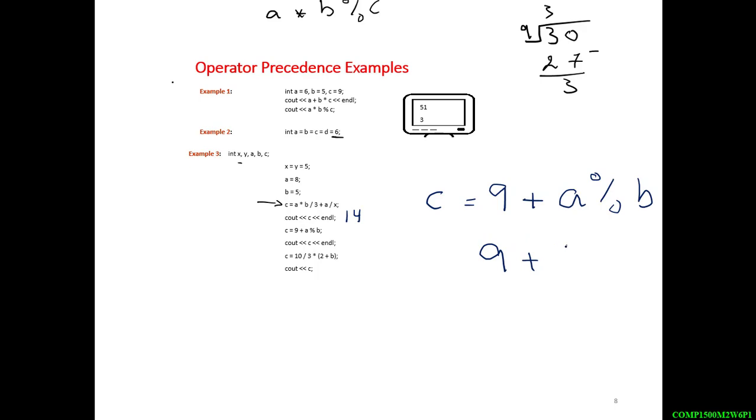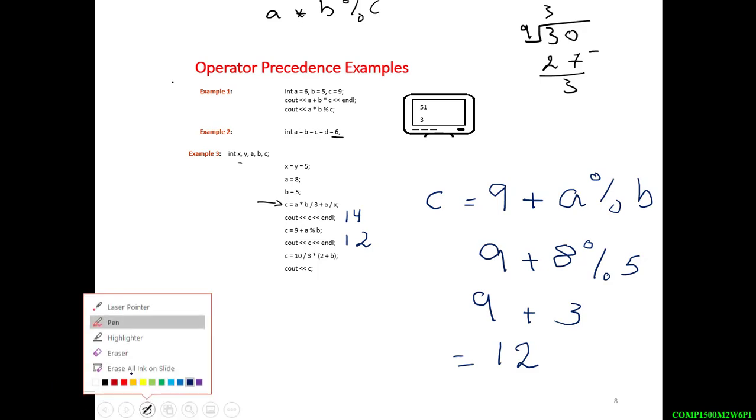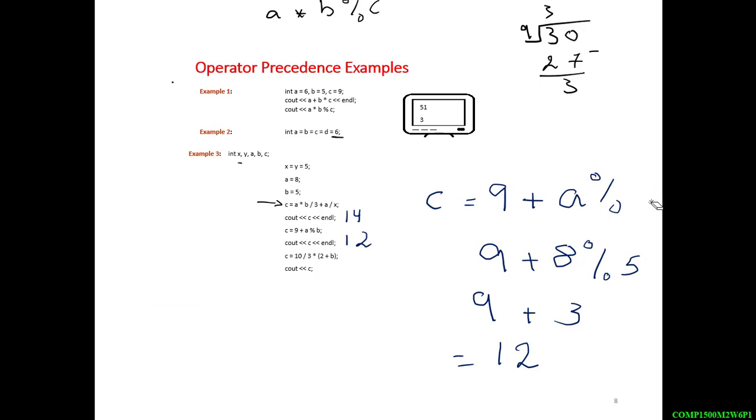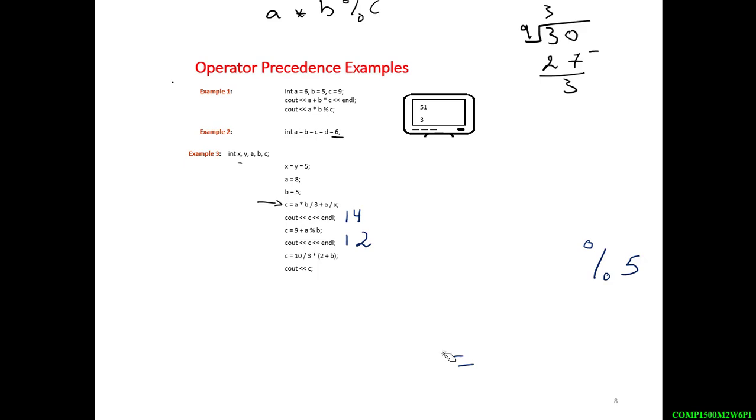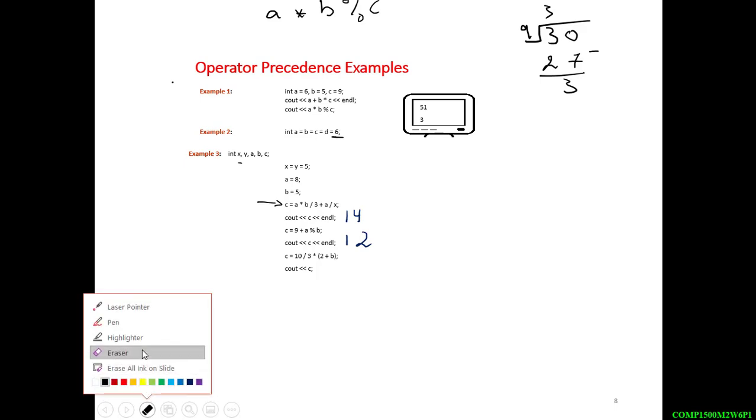The final one is c is equal to 10 over 3 multiplied by 2 plus b between brackets. This is division.